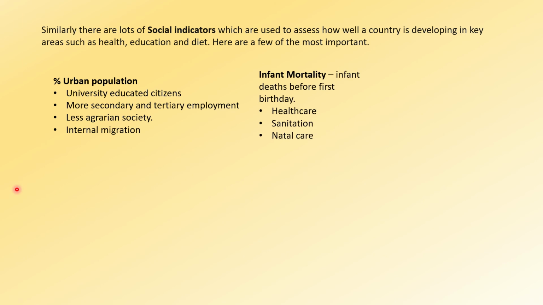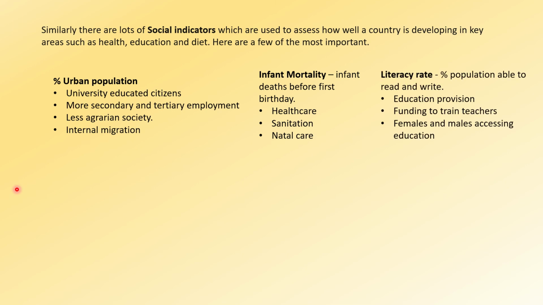Infant mortality is the number of babies that do not reach their first birthday. This, of course, tells us about a country's level of healthcare, sanitation, disease, and natal care. That is the care given to children before and just after their births, things like vaccination programs. The literacy rate is the number of people who can read and write, and of course that tells us whether a country has good education provision, whether there's funding to train teachers, whether there's equal access to education for females and males.